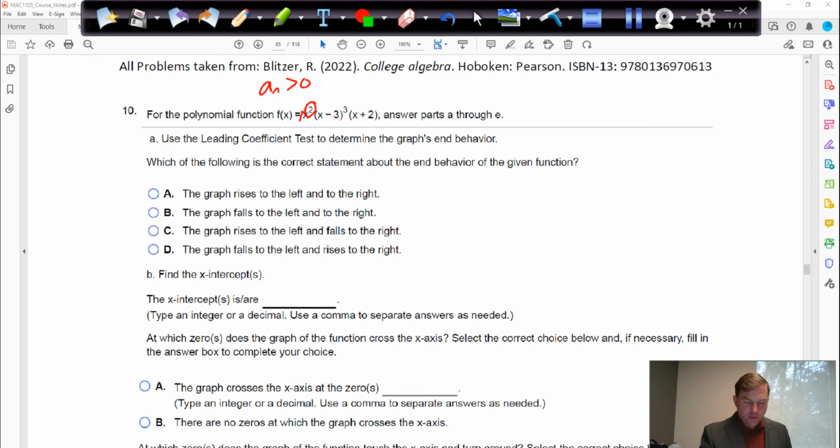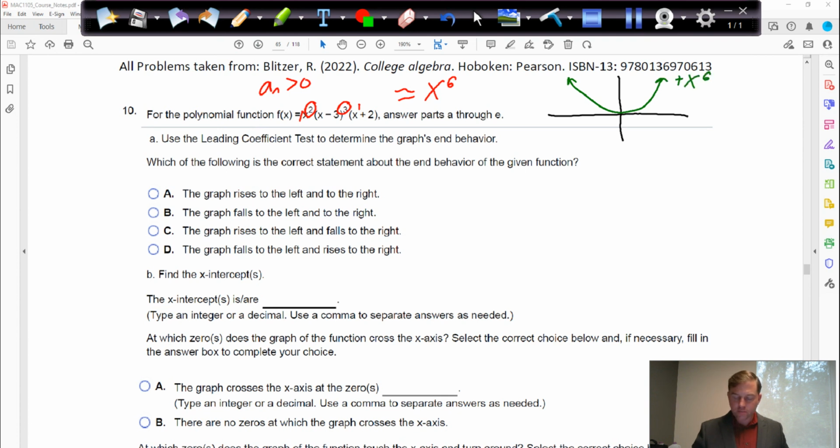You have 2 from this term, 3 from this bubble, and then 1 from this one. So you have 2 plus 3 plus 1 is 6. So this is the same as x to the 6th. Now x to the 6th is a bowl, just like the last one, but because this is positive a_n, it's a bowl that's going to rise to the left and right. So this would be a positive coefficient x to the 6th. Okay, so this one's going to rise to the left and to the right.